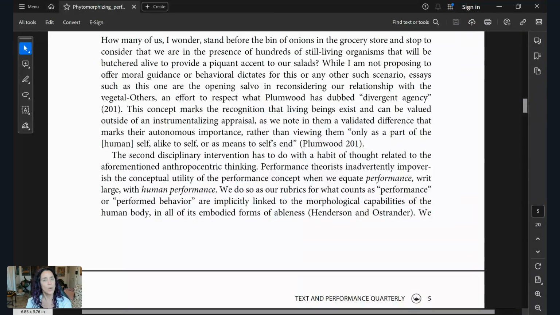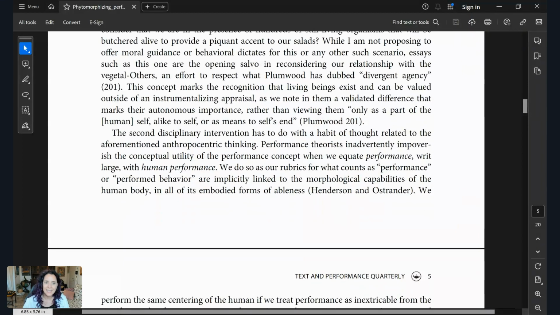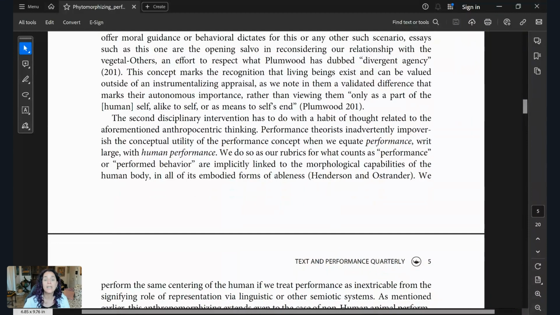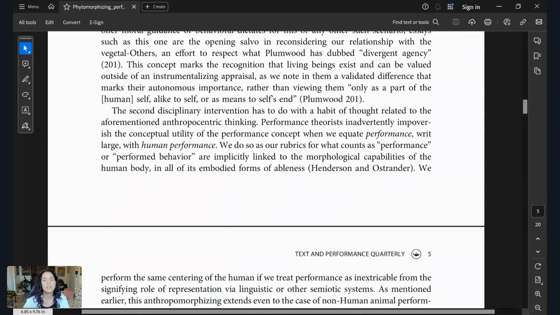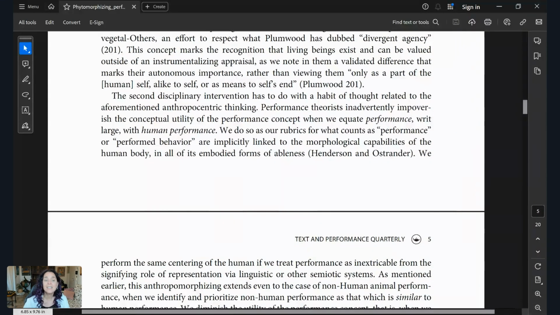That's okay. While I am not proposing to offer moral guidance on or behavioral dictates for this and any other such scenario, essays such as this one are the opening salvo in reconsidering our relationship with the vegetal others, an effort to respect what Plumwood has dubbed divergent agency. This concept marks the recognition that living beings exist and can be valued outside of instrumentalizing appraisal, as we note in them a validated difference that marks their autonomous importance, rather than viewing them only as part of the human self, alike to self, or as means to self's end.